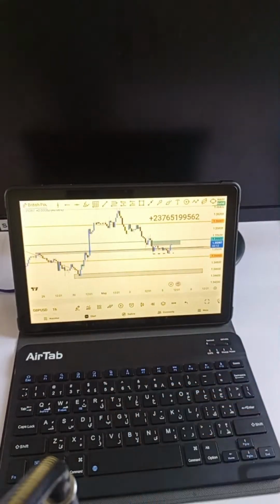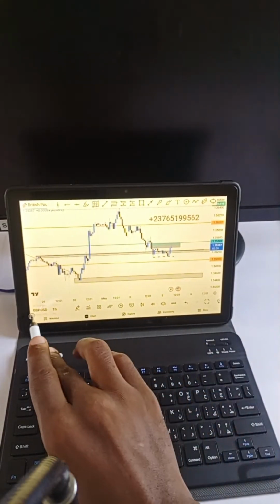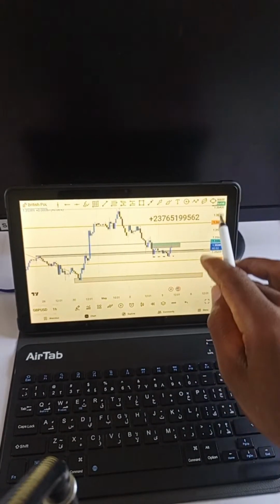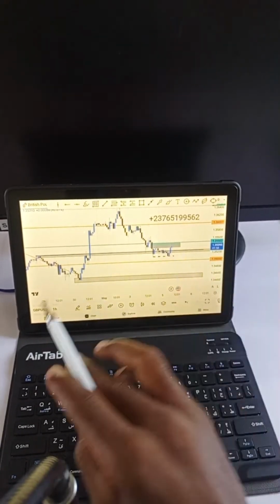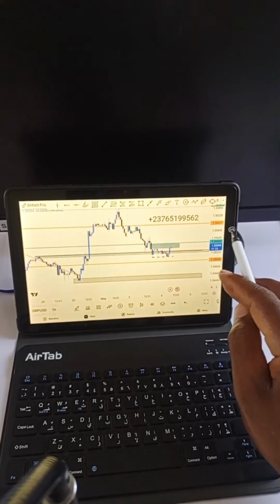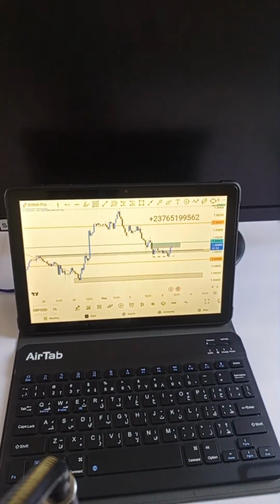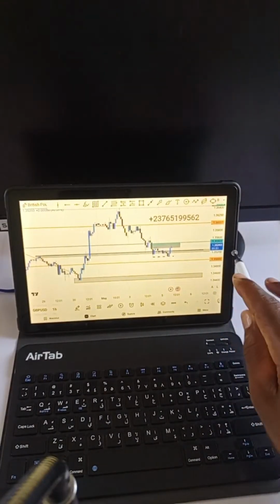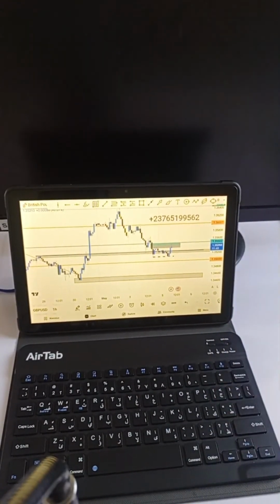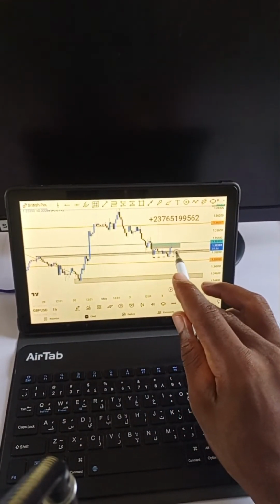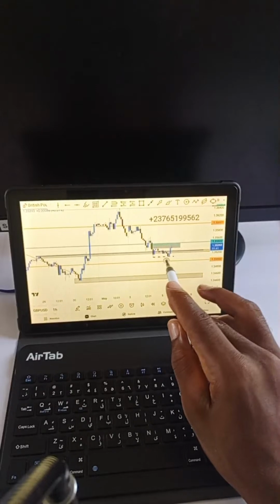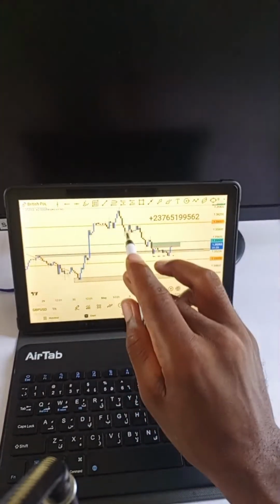Since GBP is in front, what you see here is the price of £1 in dollars. It means £1 is equal to $1.36, $1.35393 as of right now. That's the price. Since we're in a downtrend on the 1 hour time frame, it means the British economy is weaker while the US economy is stronger.